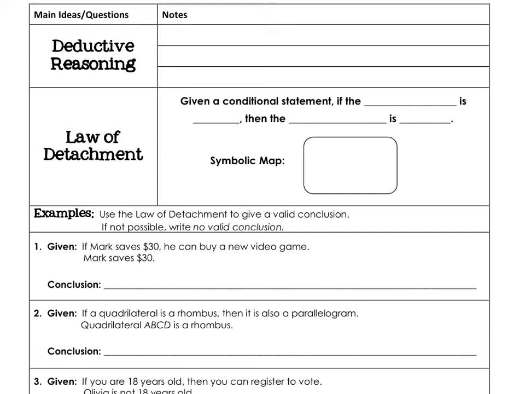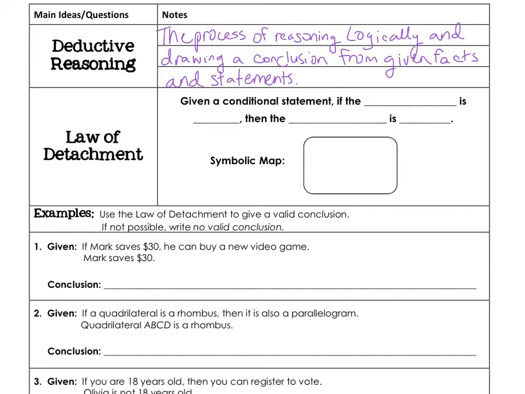In these sets of notes, we're going to talk about deductive reasoning and what's different with inductive reasoning. So deductive reasoning is the process of reasoning logically and drawing a conclusion from given facts and statements. Remember, for inductive reasoning, there were patterns, so this is more with words and just using logic to figure it out. So there's not necessarily a pattern with it.